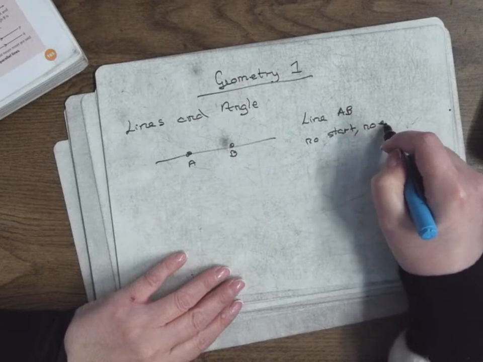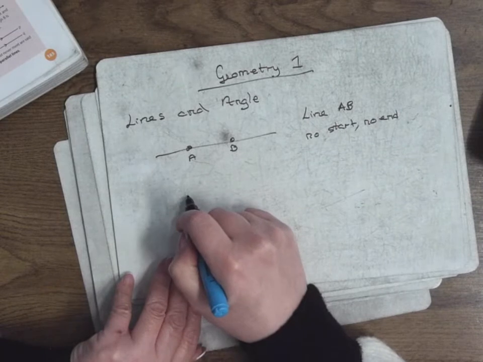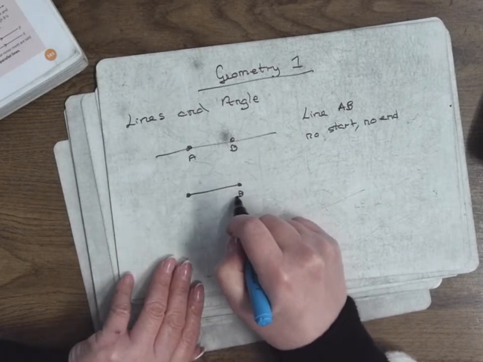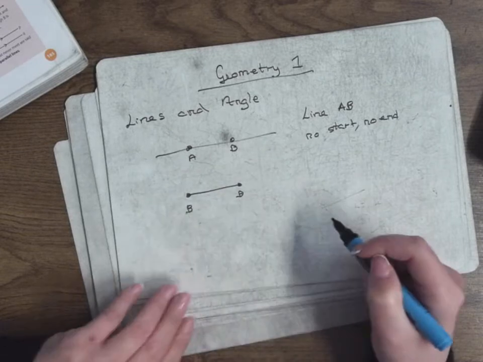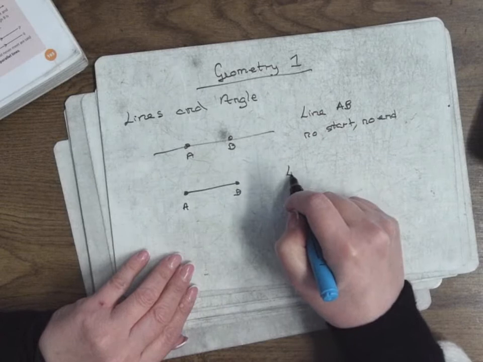So if you're talking about a line, girls, a line goes on forever. Okay? If it starts at the point A and it finishes at B, so it has a start and an end, it doesn't go on forever. That's called a line segment.